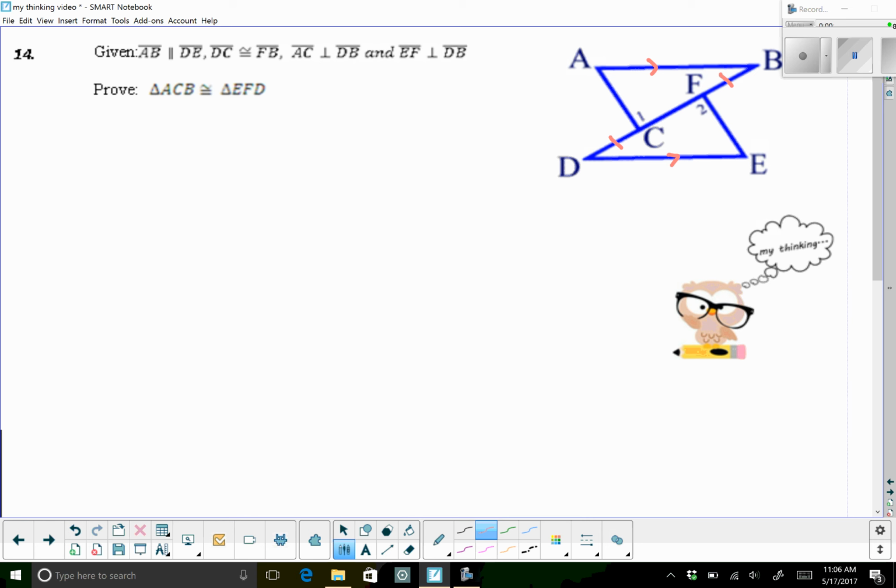AC is perpendicular to DB, so I have a right angle right in there at 1, and EF is perpendicular to DB, so at angle 2, I have a right angle. So I see the right angles. I'm considering HL, but I don't see any hypotenuses marked.